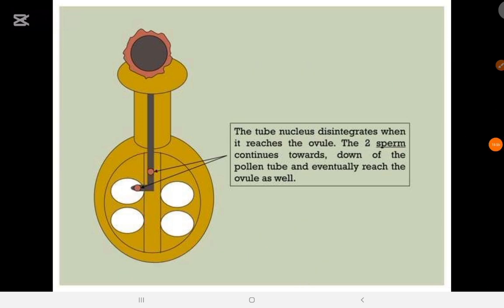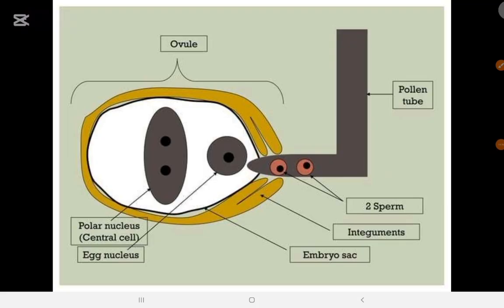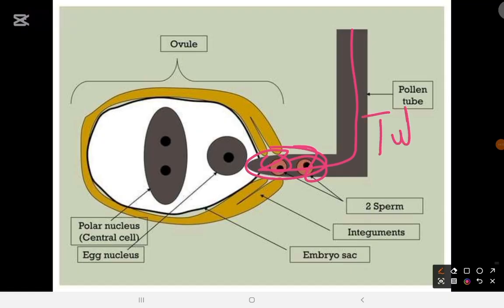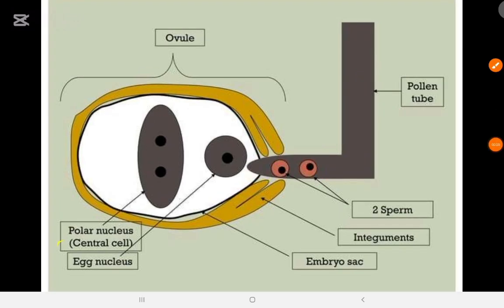All right, so now the next thing that you see happen is basically what I've said before. So the pollen tube has now grown into the embryo sac. So what happens? There are two sperms here. Remember that the tube nucleus will disintegrate immediately it gets here. The tube nucleus, it disappears. So this is how fertilization now takes place.